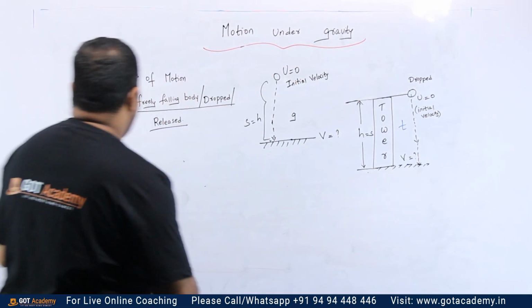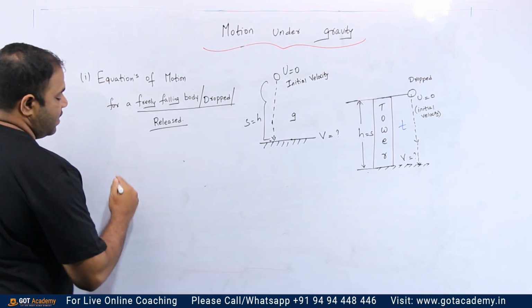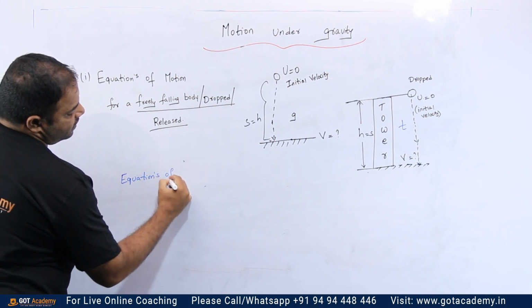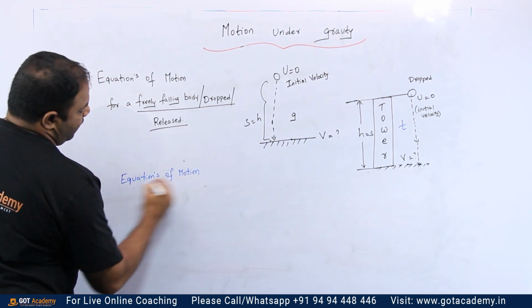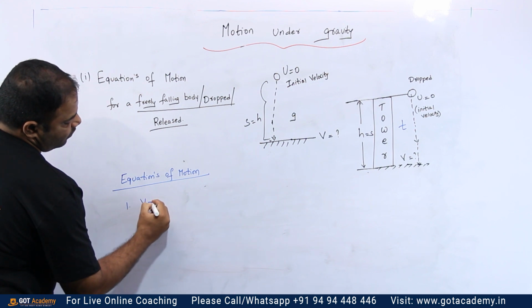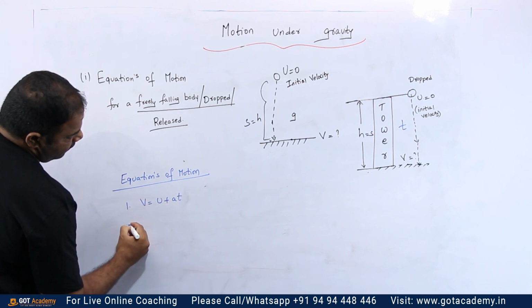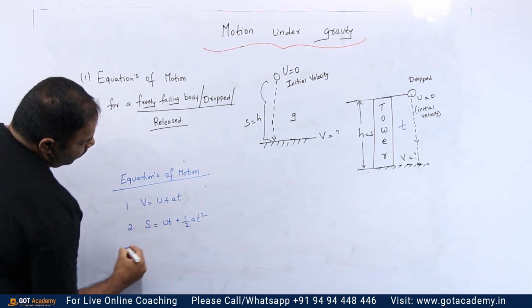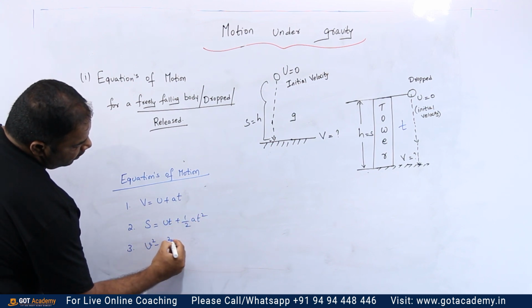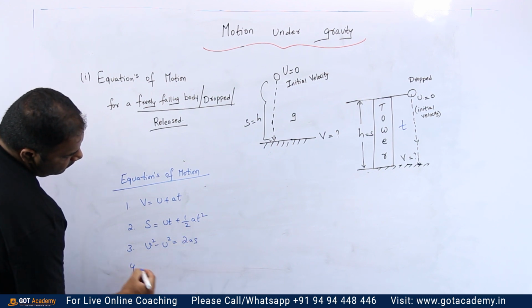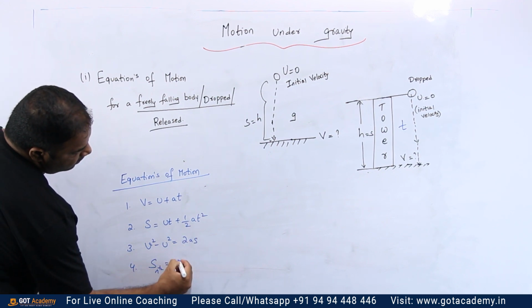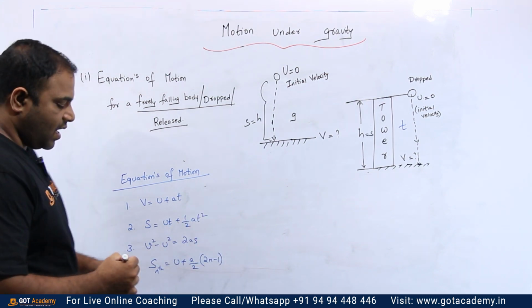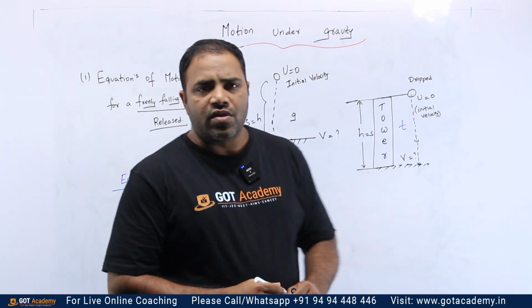Now, previously I told you the 4 equations of motion. We have discussed earlier. In that, the first one is v is equal to u plus at. Second one, s is equal to ut plus half at square. And third one, v square minus u square is equal to 2as. Fourth one, distance travelled in nth second is equal to u plus a by 2 into 2n minus 1. Like this we have discussed earlier. These are the equations of motion.